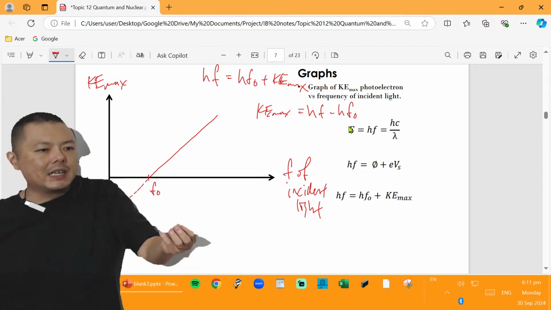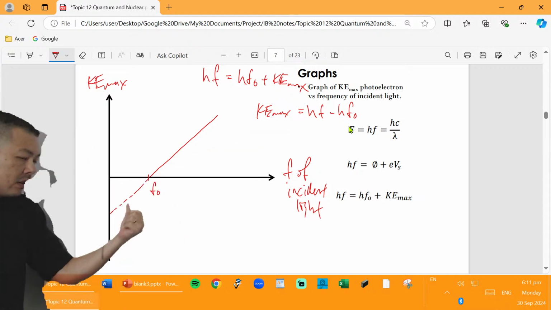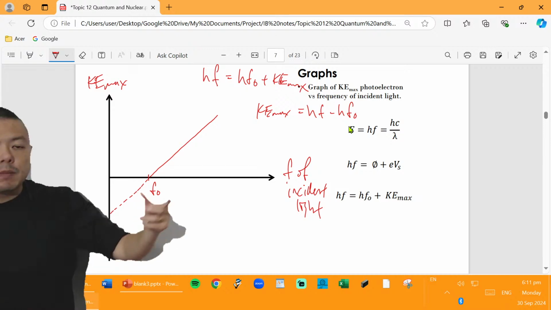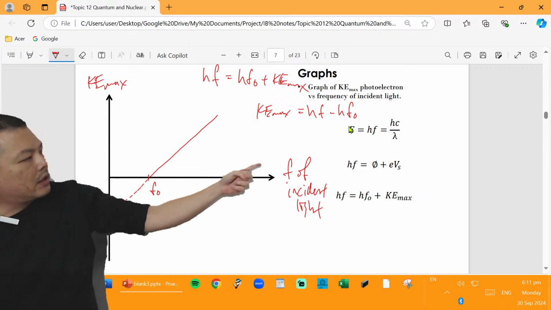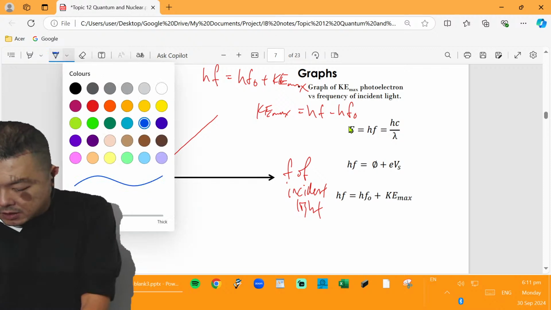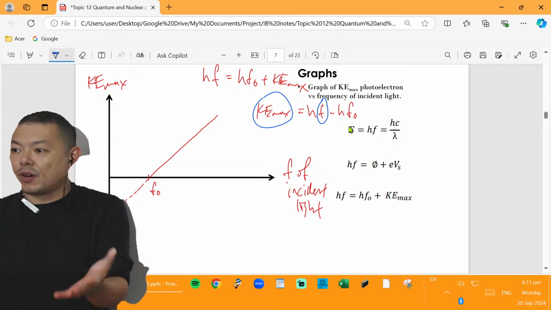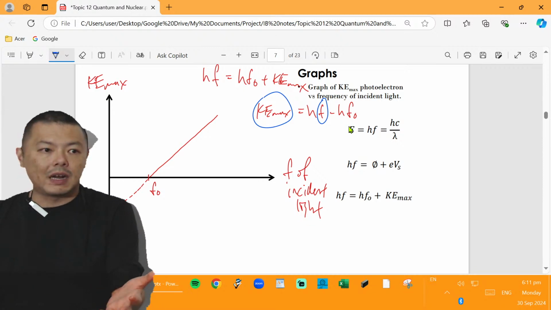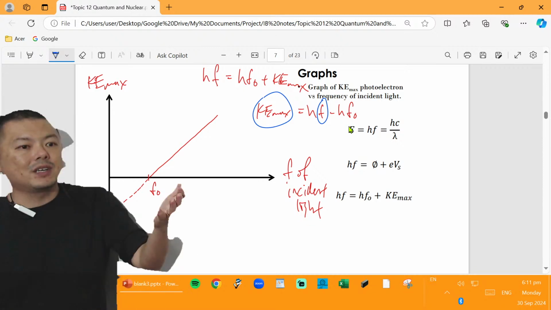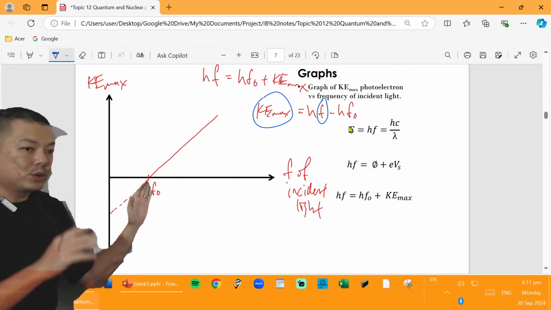But what are you plotting against? Don't forget the dotted line. You're plotting Ke max against f, which is the frequency of your incident light. Okay, so do you understand what's happening here?